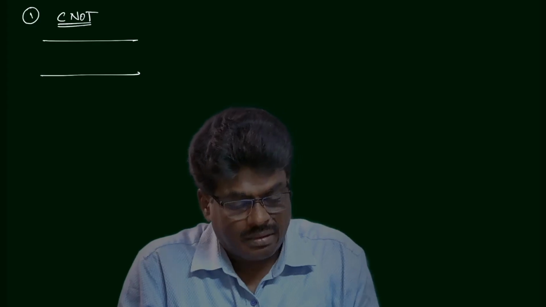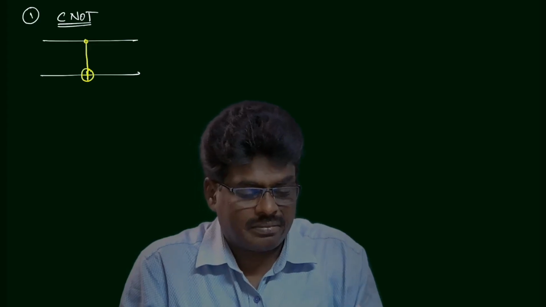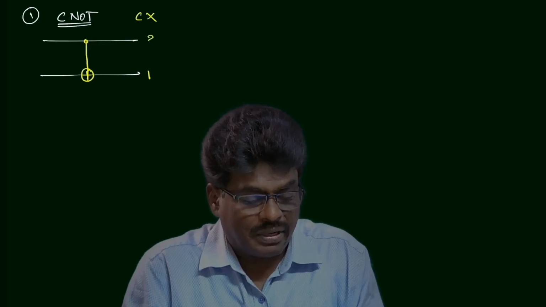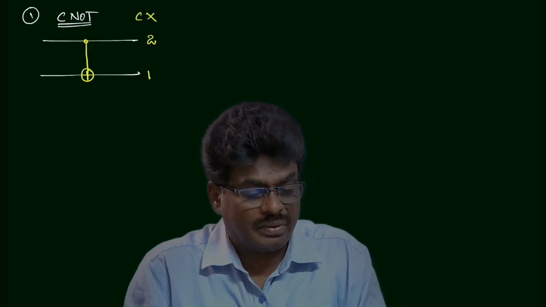Okay, so here we have two qubits. This is a control and this is X. This is a CX. We have two qubits in our notation. We have to take it as 1 and 2. Now see, so simple, very easy.